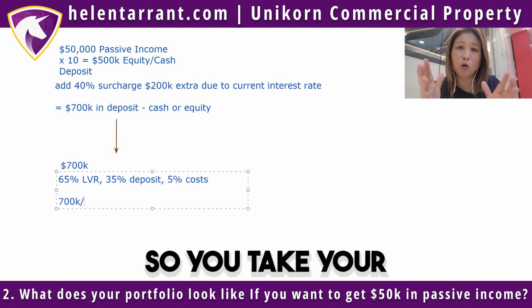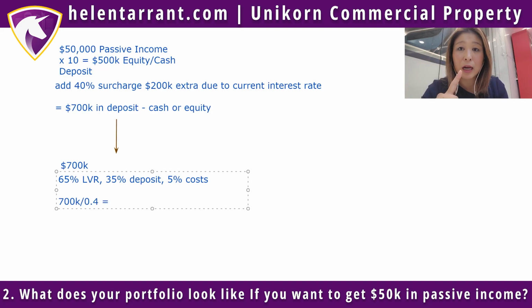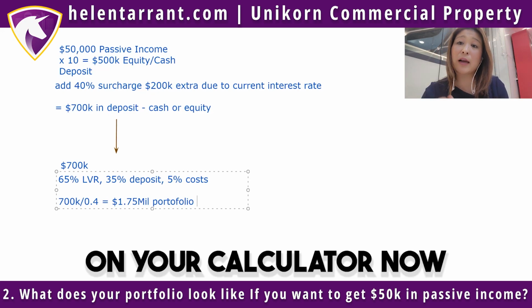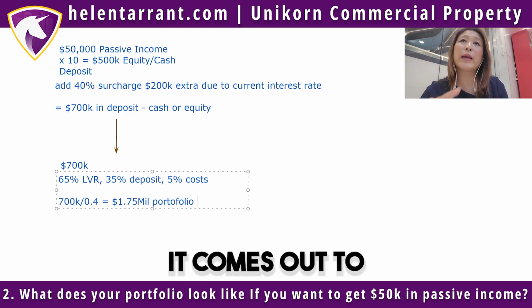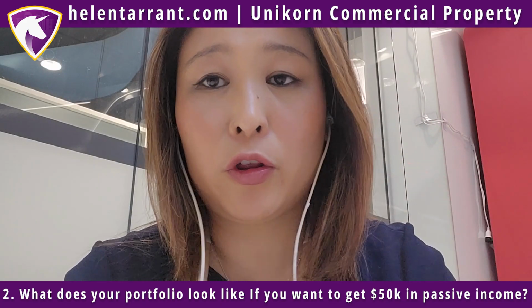So you take your $700,000, you divide it by 0.4. Now that will cover you for your deposit, your cost. So essentially it's 105% finance. So if you take $700,000, you do this on your calculator now, you divide that by 0.4, it comes out to $1.75 million. That is how much your portfolio you need to build.